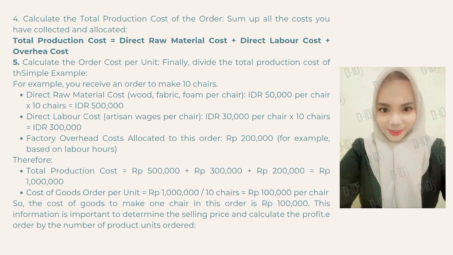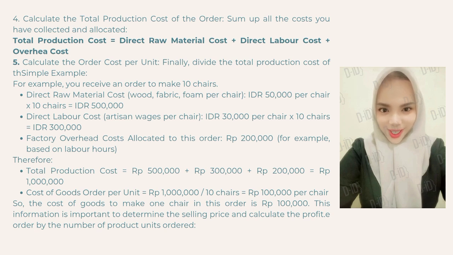A simple example. For example, you receive an order to make 10 chairs. Direct raw material cost: wood, fabric, foam per chair IDR 50,000 per chair x 10 chairs equals IDR 500,000. Direct labor cost: artisan wages per chair IDR 30,000 per chair x 10 chairs equals IDR 300,000. Factory overhead costs allocated to this order: IDR 200,000, for example, based on labor hours.